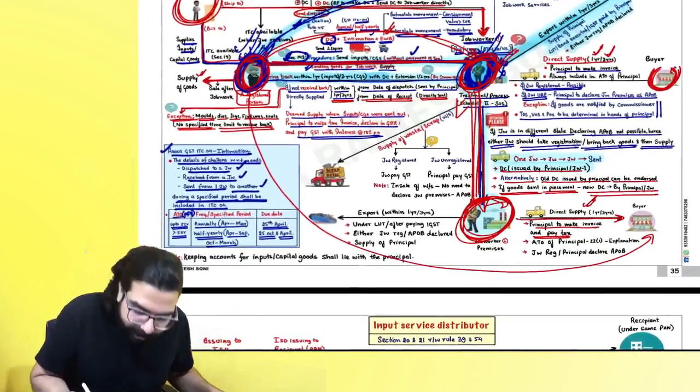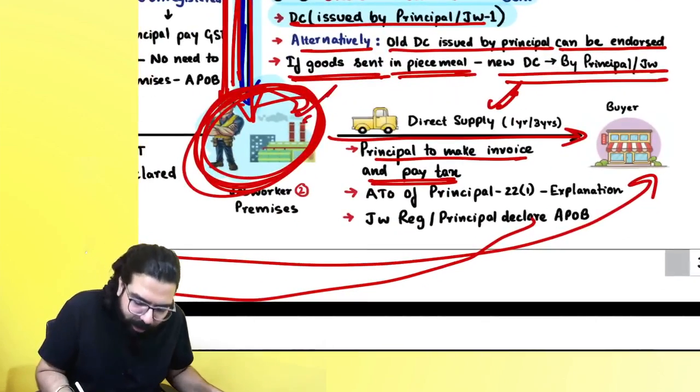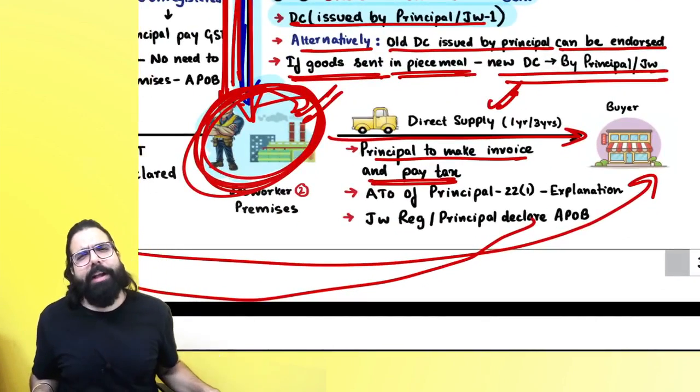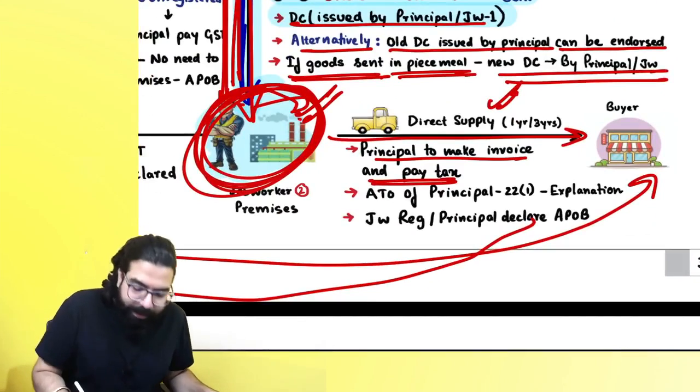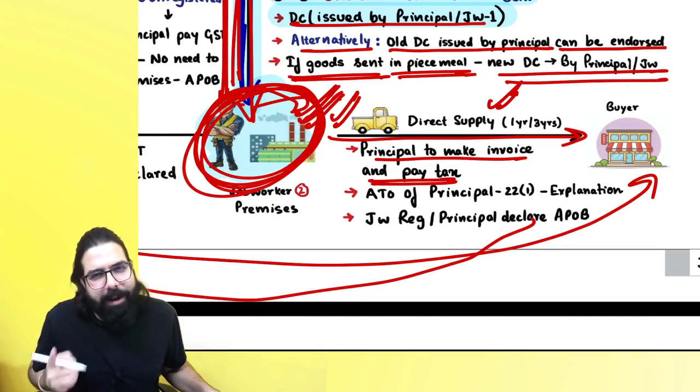Everyone over here now. Remember one thing. This is the principal. Principal will go ahead and make the invoice. Sir, can you supply from here? Yes, sir. You can go ahead and supply from here. But this person has to be registered, or you should have declared his place as your additional place of business.